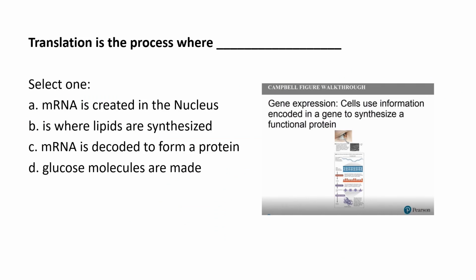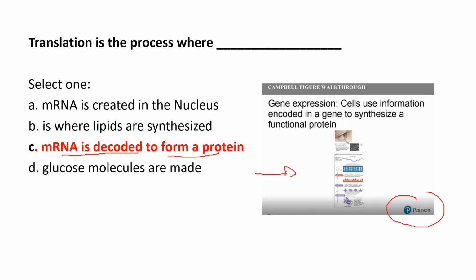Now this one, the translation is the process where, so this is very easy, where messenger RNA is decoded to form a protein. So if you remember this video of your textbook, here they explain that. And A is not possible. Messenger RNA is created in the nucleus. This will be more the transcription.